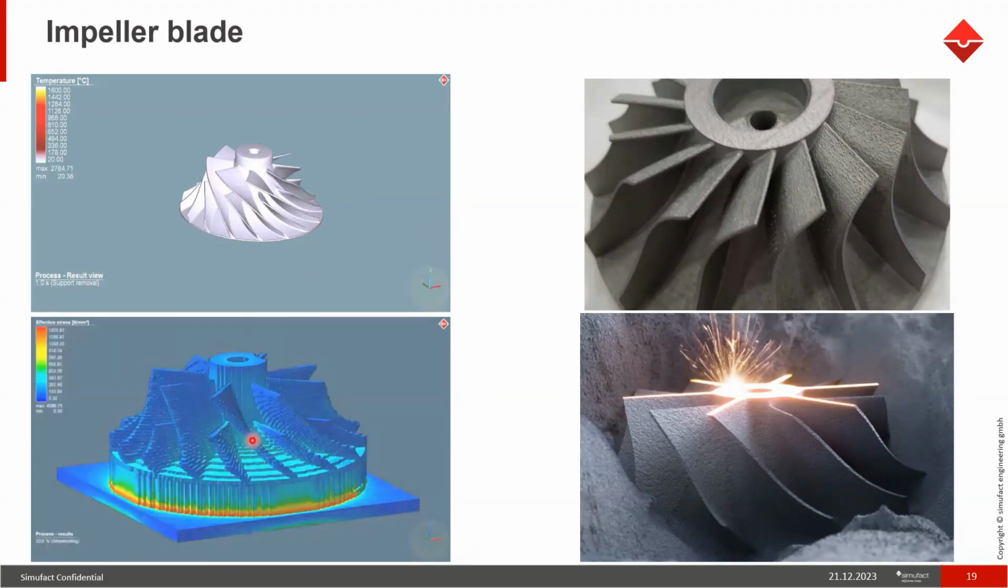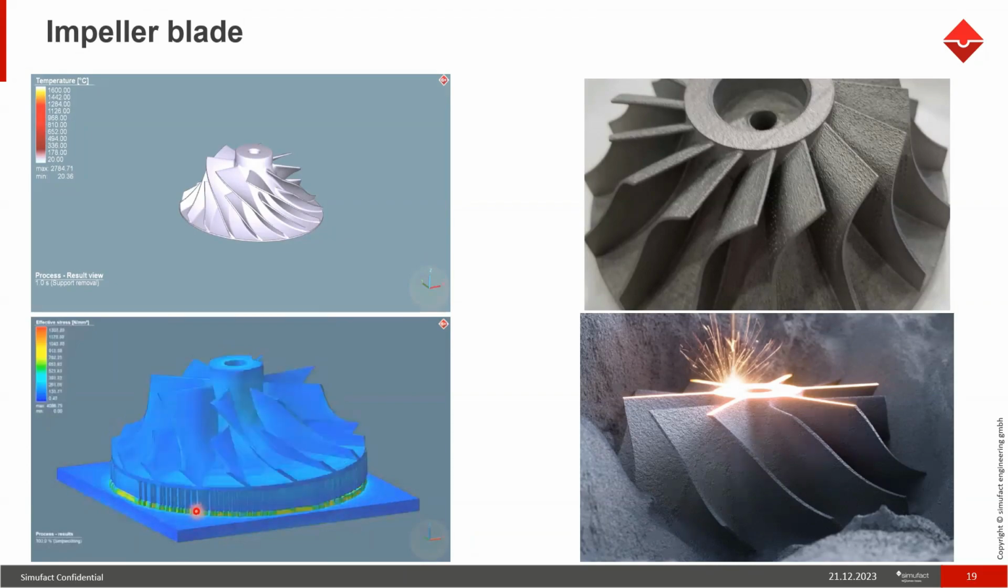So you can see, after the build is done, the stresses are captured, and then the cutting is done here from the base plate. Then the support structures will be removed. You will get the end component like this. Okay.